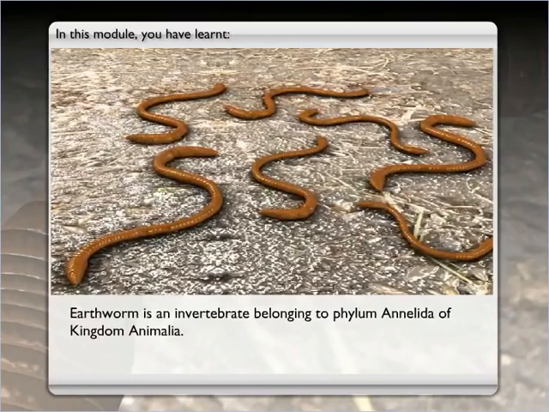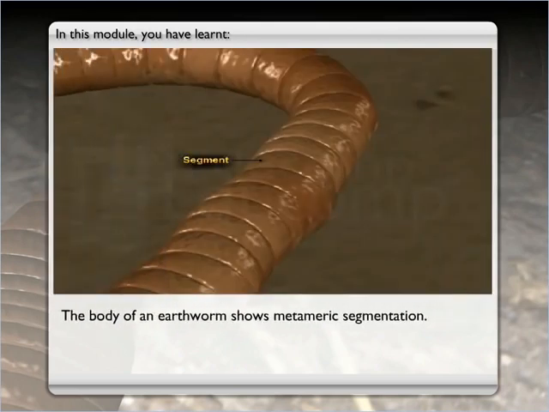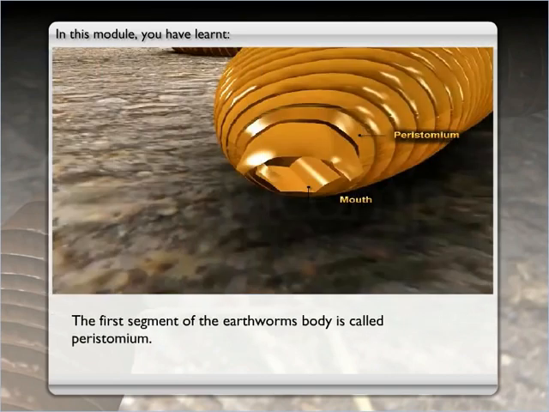In this module, you have learned: earthworm is an invertebrate belonging to phylum Annelida of kingdom Animalia. Earthworm has an elongated, streamlined body that shows bilateral symmetry. The body of an earthworm shows metameric segmentation. The first segment of the earthworm's body is called the peristomium.